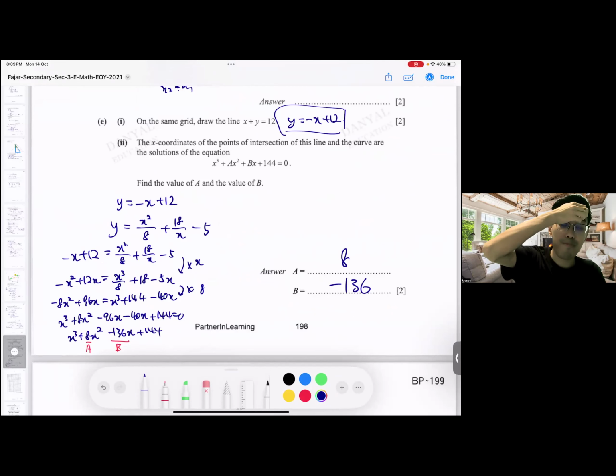2 marks. Can? There's no way you can see the coefficients from the graph itself. You need to solve it here as it is. Can? Okay, next.